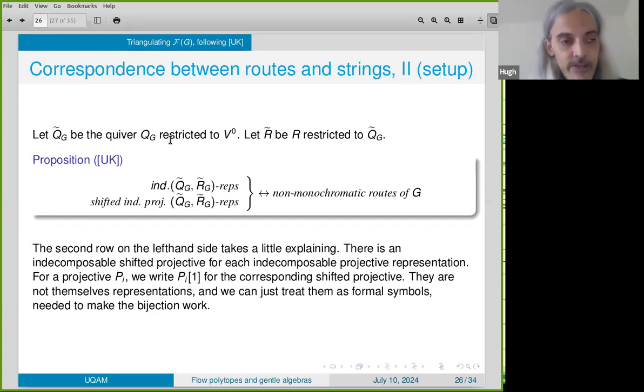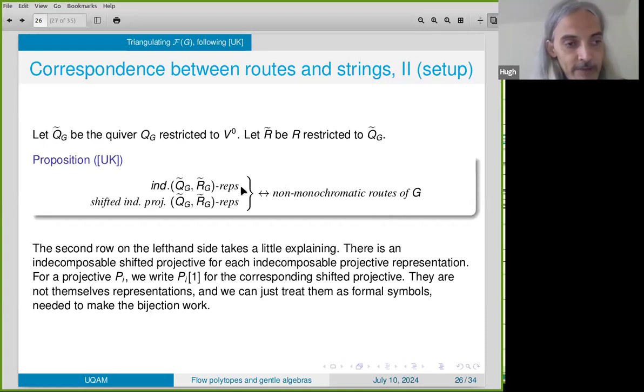And then it turns out that folks in the University of Kentucky showed that there's a bijection between the indecomposable representations plus something else that I'll explain in just a moment to the non-monochromatic roots of G. So while we threw away some monochromatic roots, relatively speaking, there aren't very many of these monochromatic roots. We're just going to ignore the monochromatic roots.